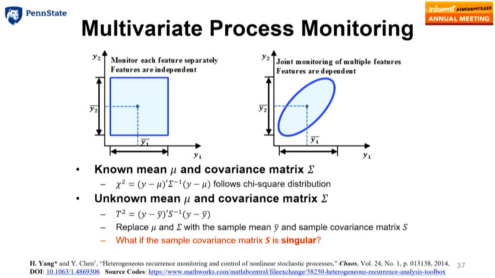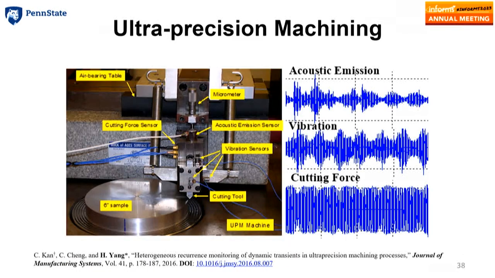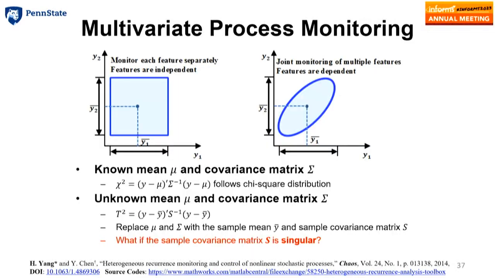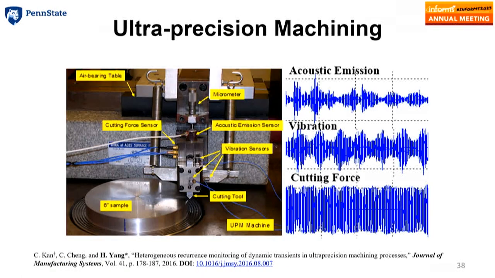What if the sample covariance matrix is singular? Then we can add a particular variation into it. And the detailed information on how to tackle the singular problem is available in this paper. So now let me take one step back, how to apply and connect with engineering applications.